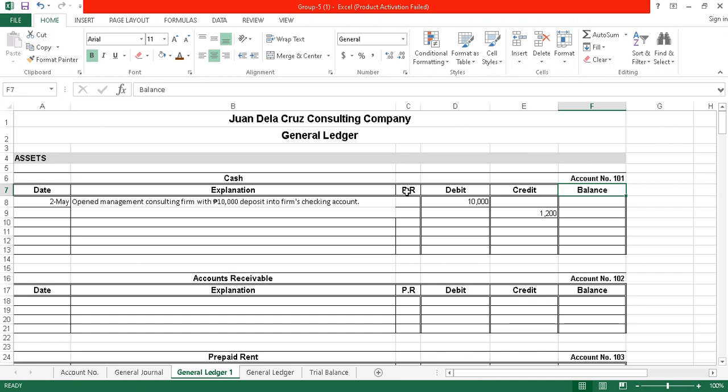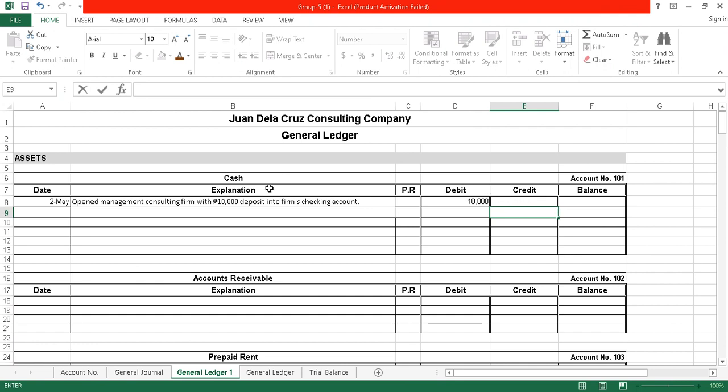Debits increase asset and expense accounts and decrease liability, revenue, and equity accounts. When it comes to credit, it increases liability, revenue, and equity accounts and reduces assets and expenses.